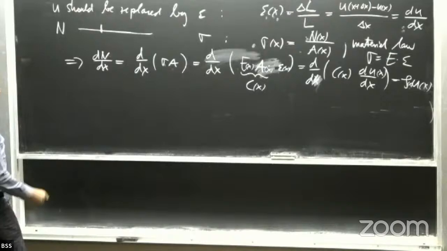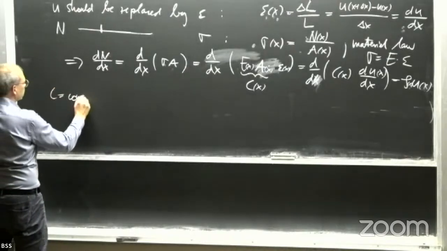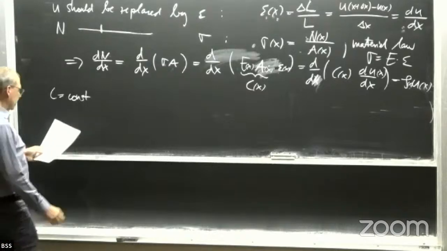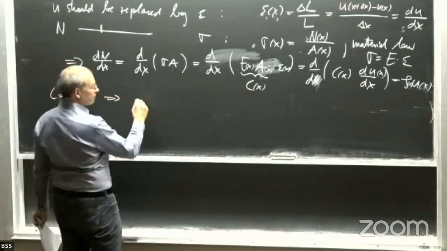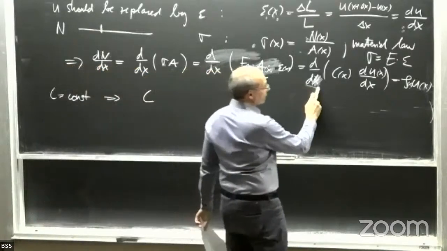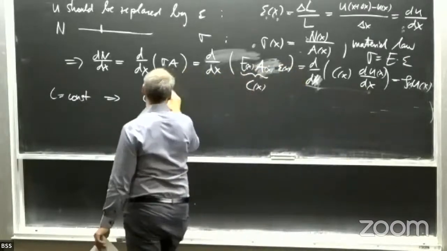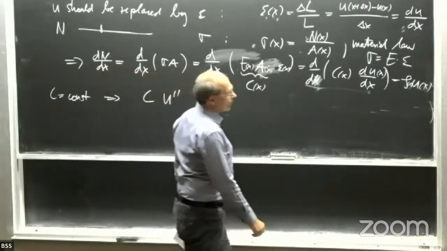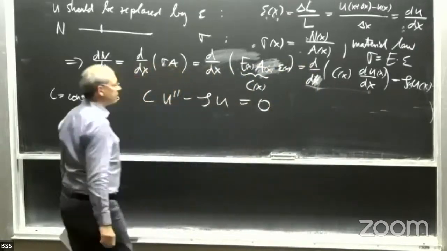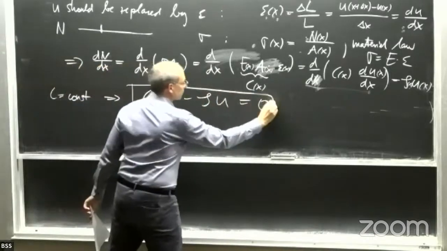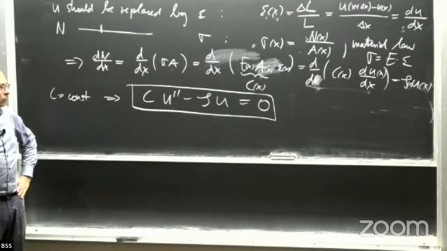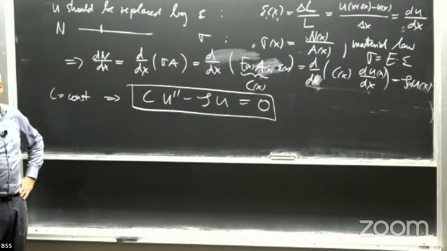Okay, so if you now make the assumption that C is a constant, so this means constant cross-sectional area, constant Young's modulus, then we get a nice equation. Basically, it would be the constant C. This derivative goes here, so it will be a second derivative. Then on the other side, we have this one, we put to the left. And then this is our equation. So this is now our main equation, which we are going to analyze in the following.